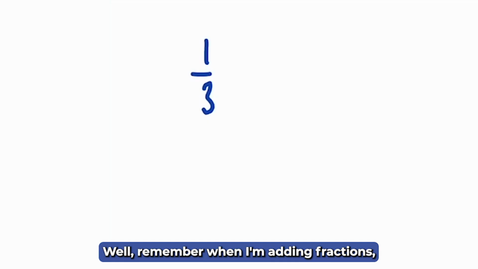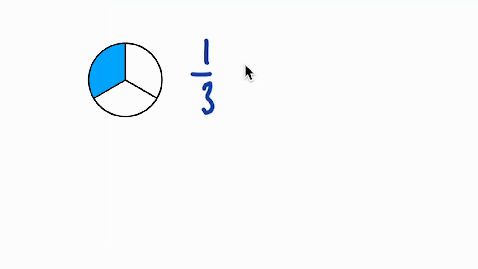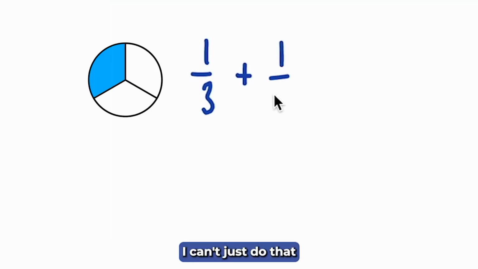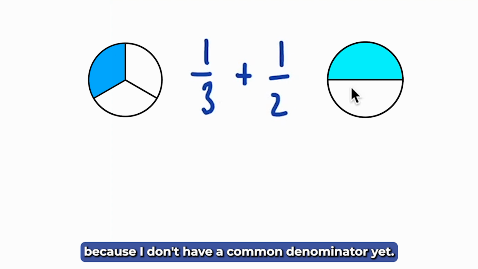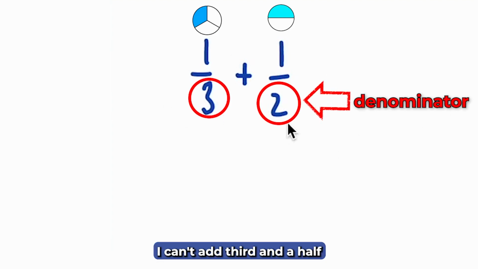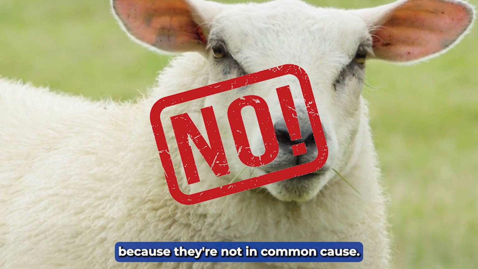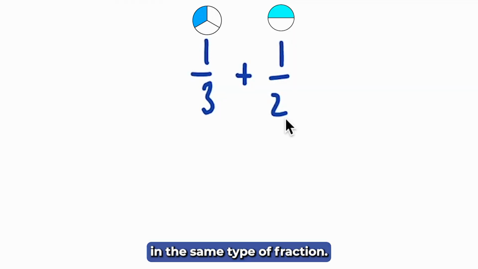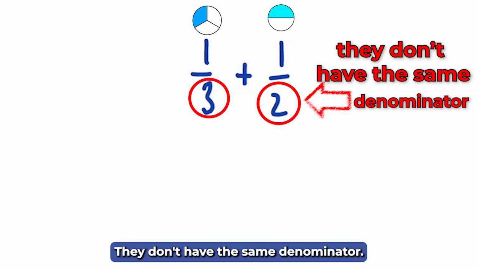Well, remember when I'm adding fractions, if I want to add 1/3 plus 1/2, remember how I can't just do that? Because I don't have a common denominator yet. I can't add thirds and halves because they're not in common terms. They're not both expressed in the same type of fraction. They don't have the same denominator.